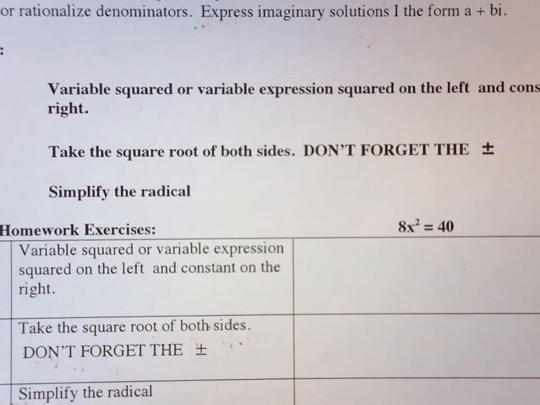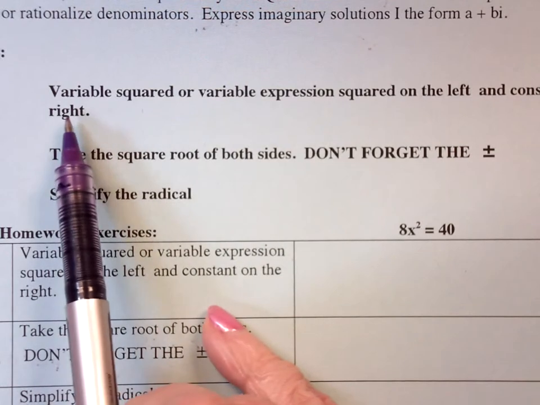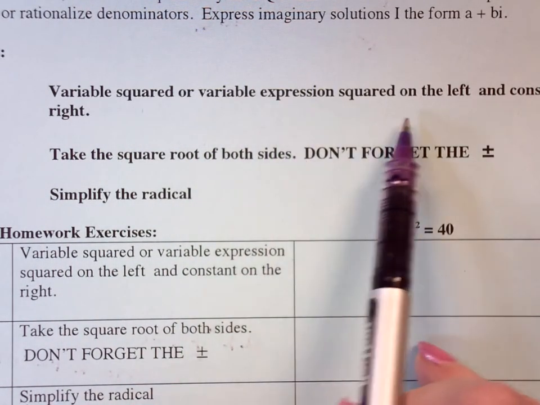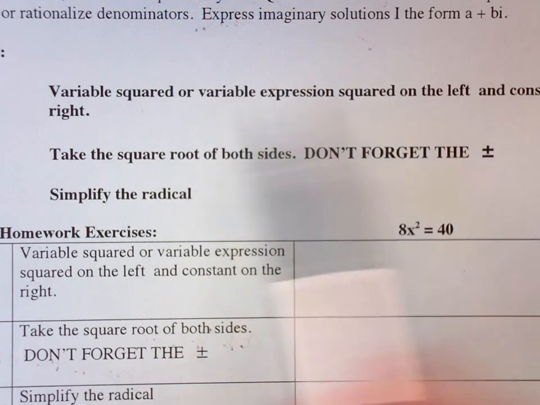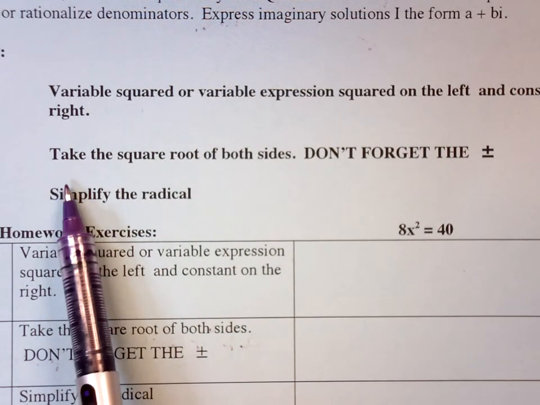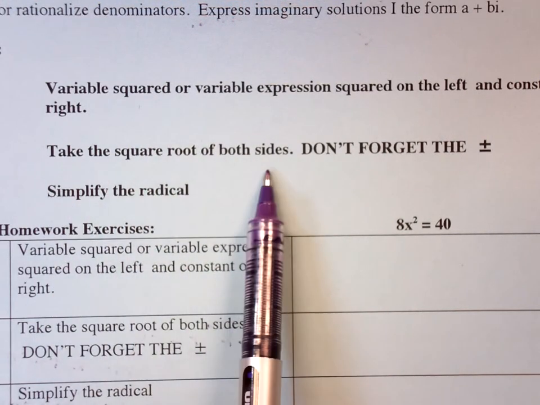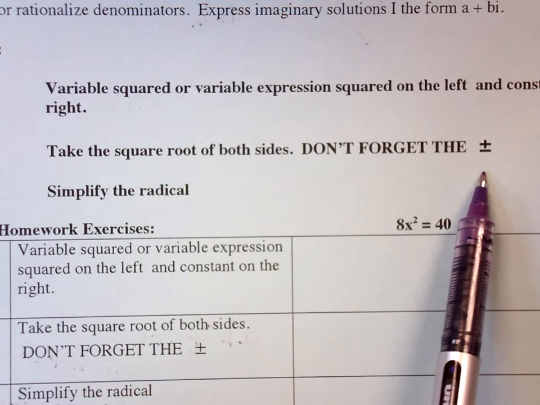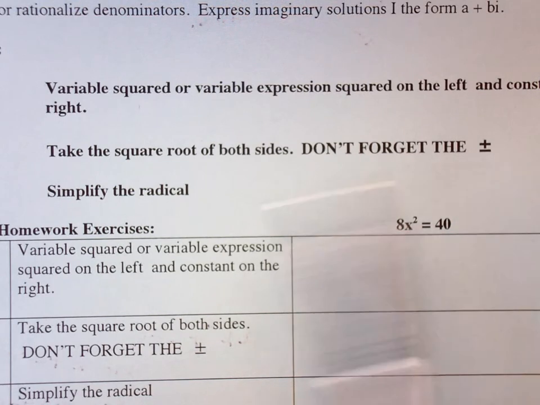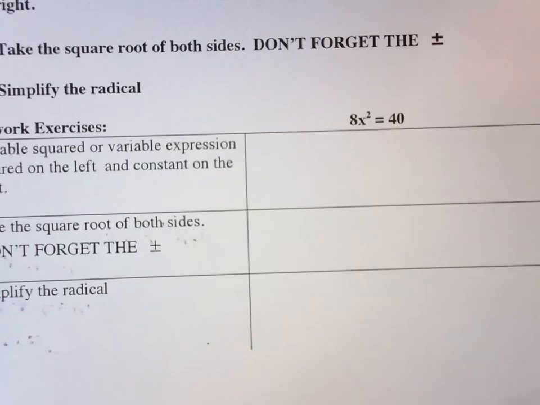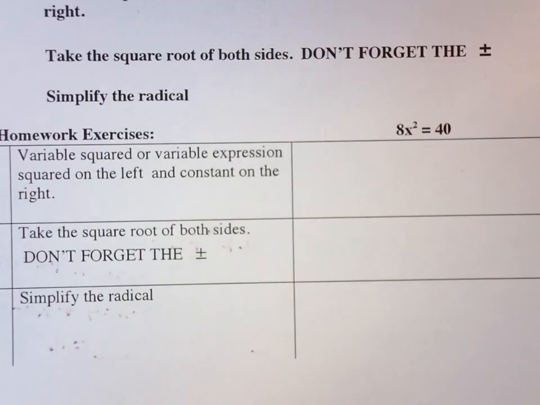This is what I think. I look at the problem and say I put the variable squared or variable expression squared on the left and constants on the right. Then I make sure the squared part is by itself. Then I take the square root of both sides, not forgetting the plus or minus, and then I simplify the radical. So for the first problem, there are the steps.